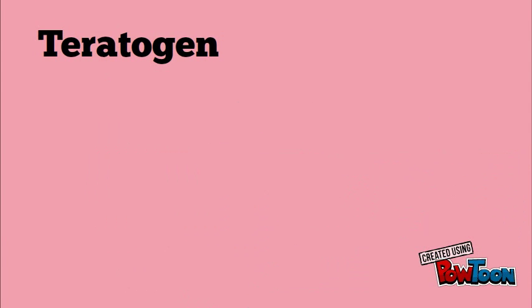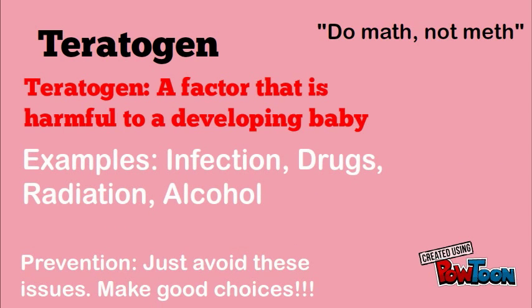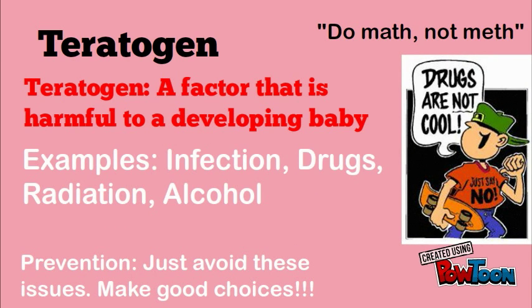The final cause of a birth defect is called a teratogen, and it is a factor that is harmful to the developing baby. Now, an example of this would be an infection, like a sickness, drugs, radiation, or alcohol, and this can be prevented by just making good choices, and remember to do math and not meth.